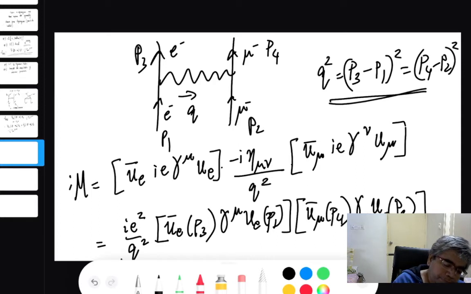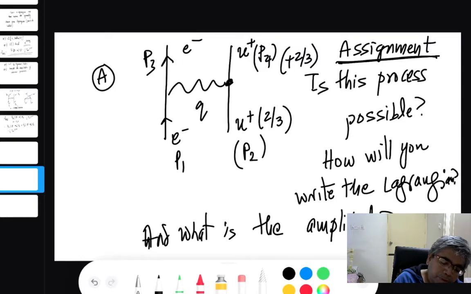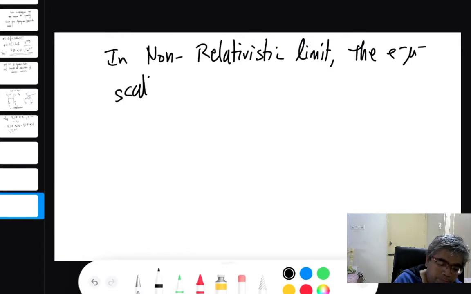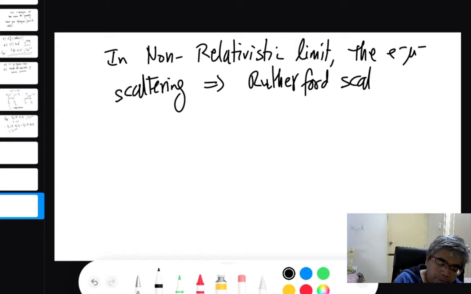Okay. In the non-relativistic limit, the e-mu scattering is the Rutherford scattering. Okay.